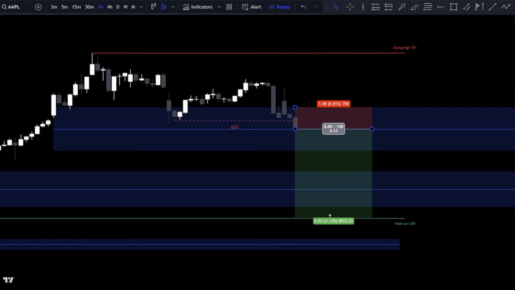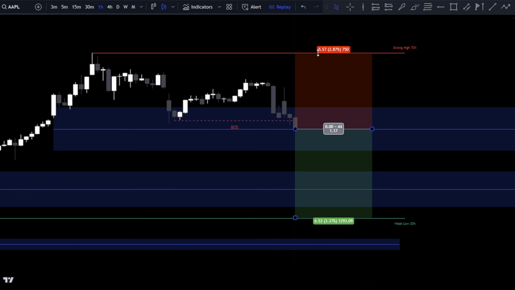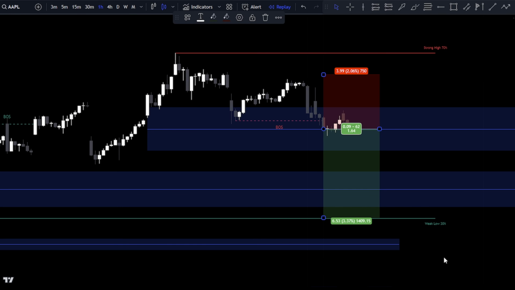As always, I check the risk to reward ratio to decide which stop loss option to use. Remember, if the trade offers at least a 1 to 1.2 risk to reward ratio using the strong high, I'll go with that. But in this case, the stop loss would be too far away with the strong high, so instead, I'll use the most recent swing high. With the trade in play, all that's left is to wait for the price to reach our target.